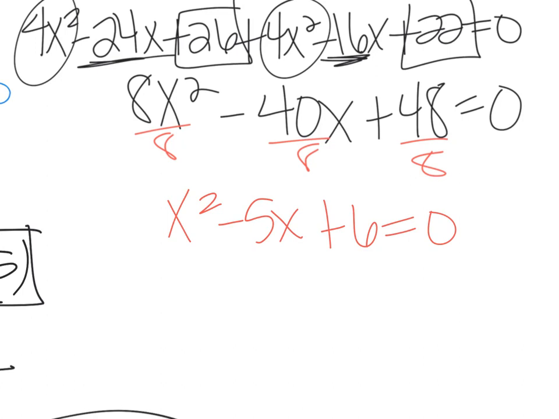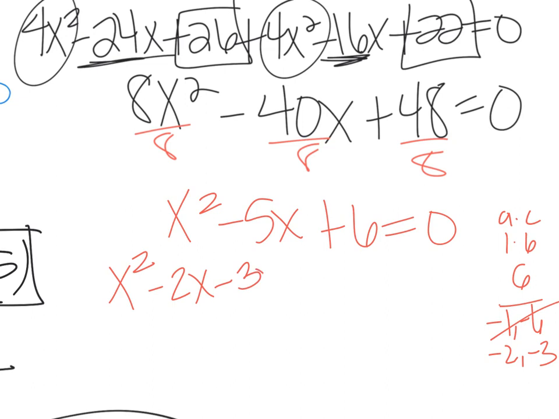Let's see. If we do a times c, 1 times 6, I get 6. Looking for factors of 6 that have a sum of negative 5. Well, negative 1 and negative 6 make negative 7, so it's not going to work. But negative 2 and negative 3 would work. So I'm going to solve this by factoring. x squared, change the negative 5x to negative 2x and negative 3x, plus 6 equals 0.